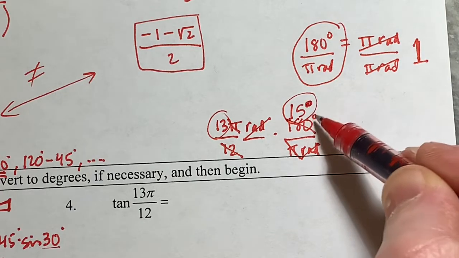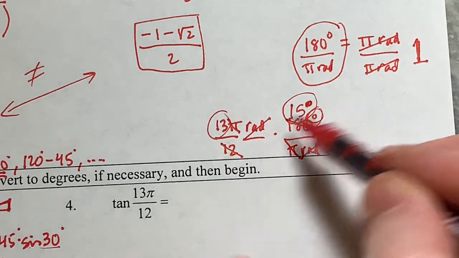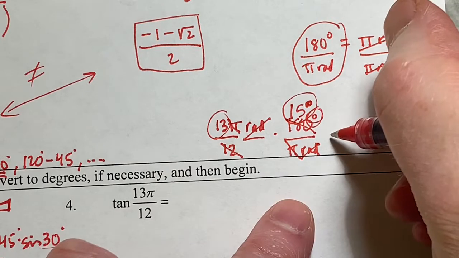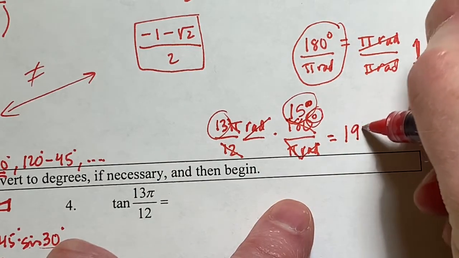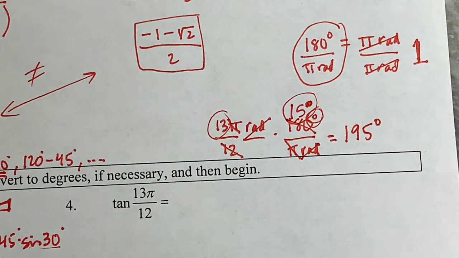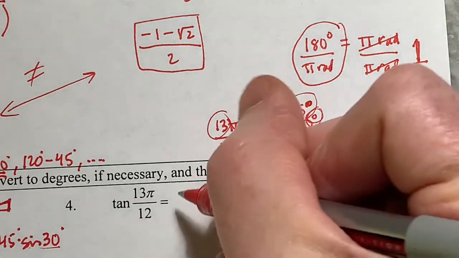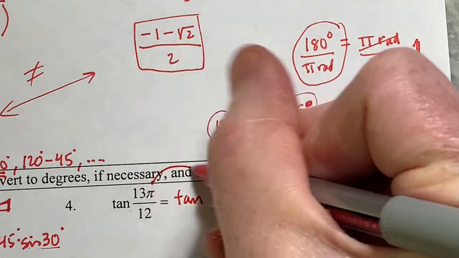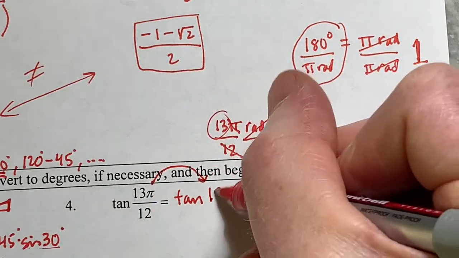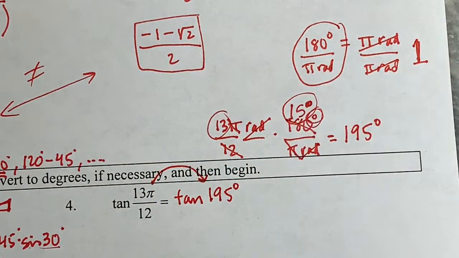That's all I have left, is the degree sign, right? And 13 times 15, everybody knows is what, 195? So I have 195 degrees here, right? So that's what I'm going to do. I'm going to change this radian amount to degrees because to me, it's easier to think in degrees.